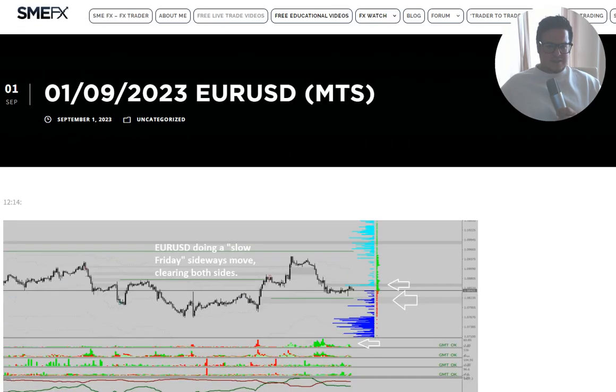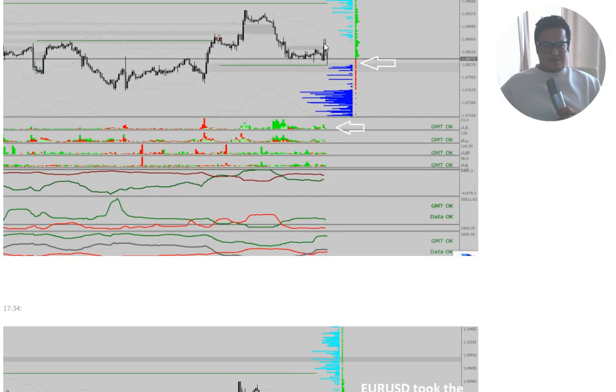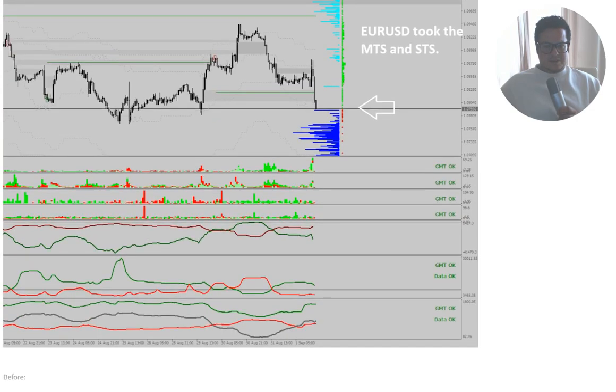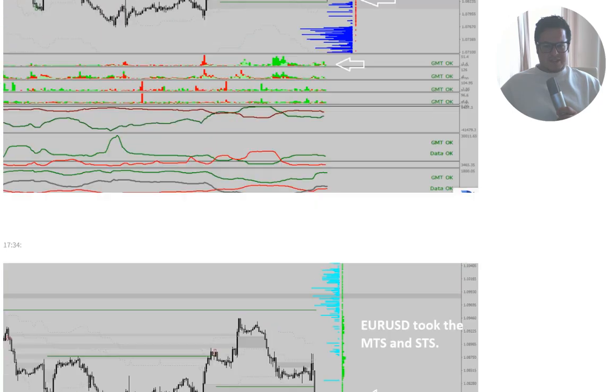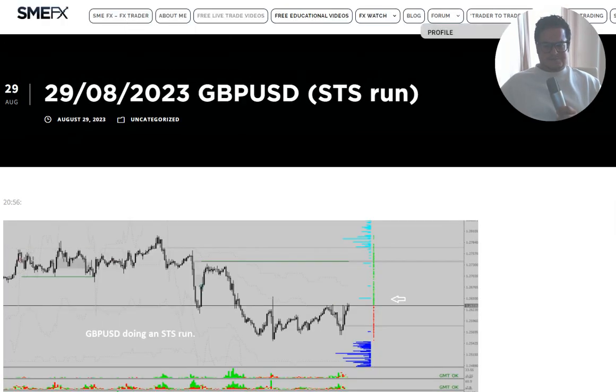Very nice. Almost textbook. And then after that, you saw there was an MTS below the price, some longies, so the price is going to go down and take out this MTS as predicted. Boom, going all the way down against the dumb money longies. So pretty textbook behavior there from euro dollar.